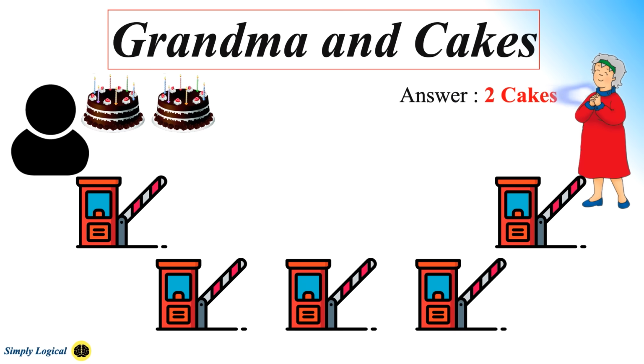The answer to this puzzle is 2 cakes. At each toll bridge, you are required to give half of your cakes and you receive 1 back, which leaves you with 2 cakes after every bridge.